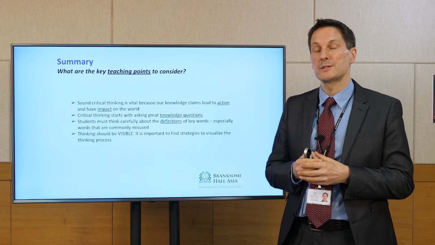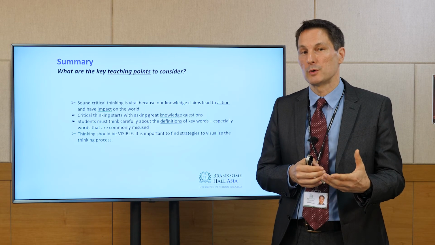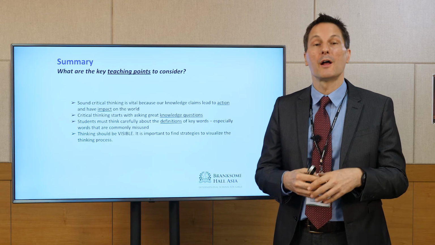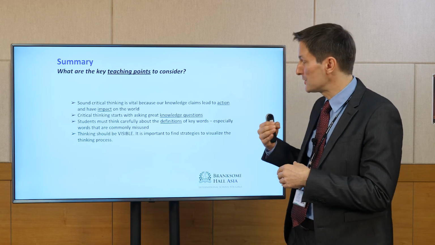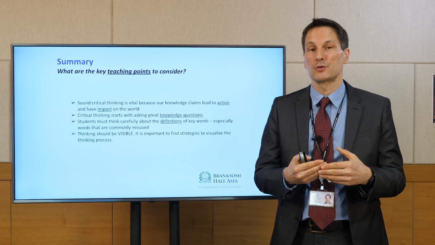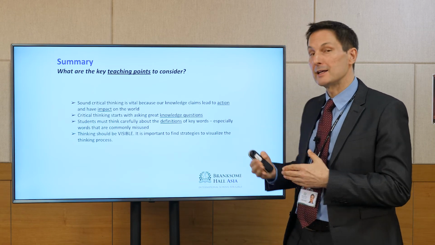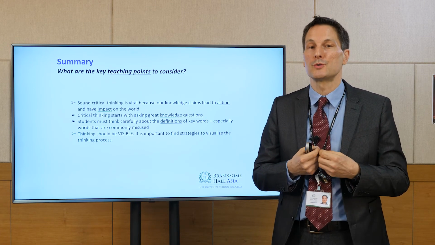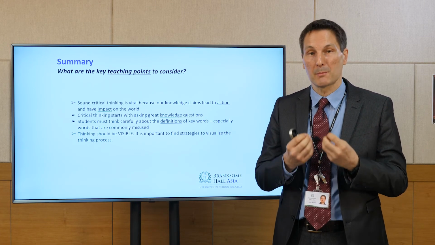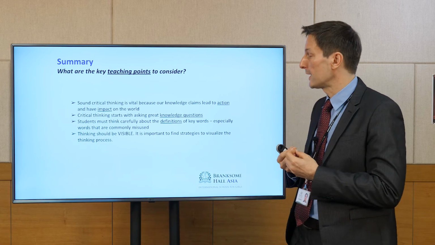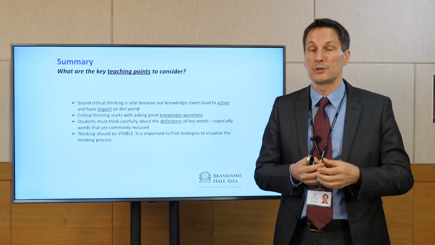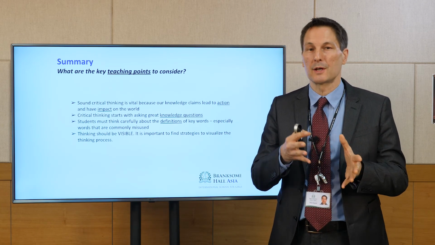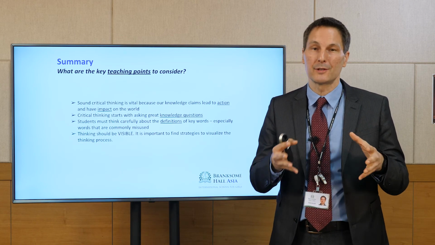Thirdly, students must think carefully about the definitions of key words. It's vital that they understand how to interpret, how to define these terms, and that they're using them accurately, because misuse can lead to misinformation and untruth. And then finally, it's really important that thinking is visible in the classroom. The more you can get students to really visualize their thinking and to map it out visually, then the more likely they are to explore their own thinking, to be able to track their thinking over time, and also to be able to identify the strengths and the areas for improvement in their thinking processes.